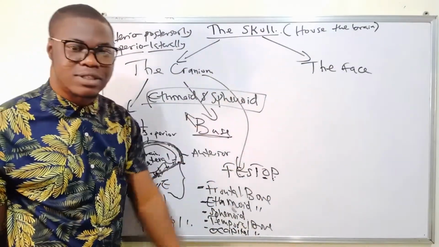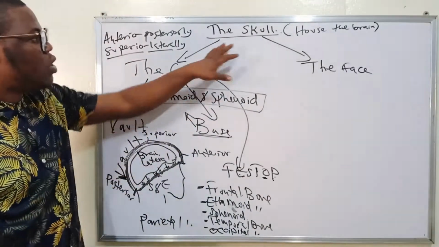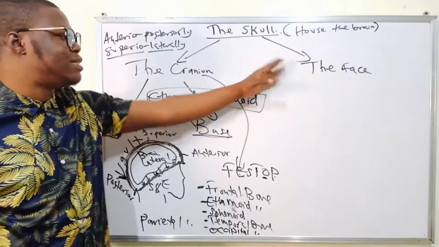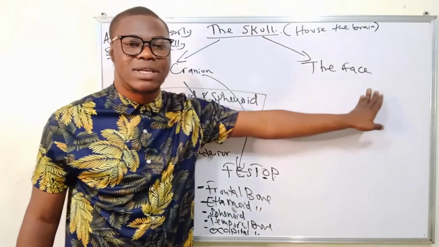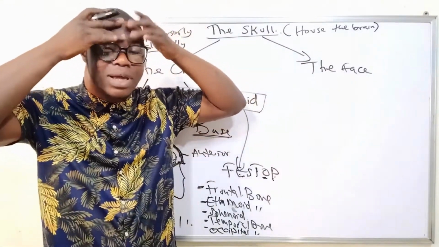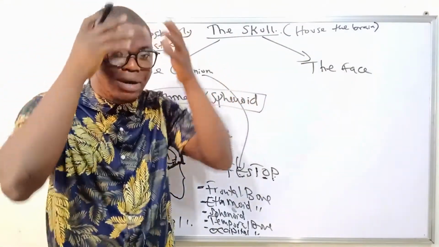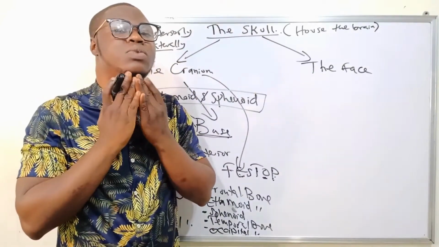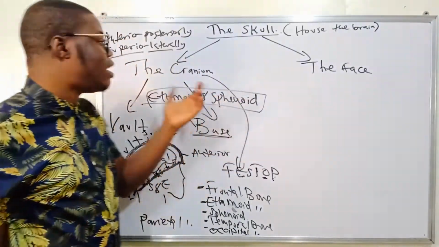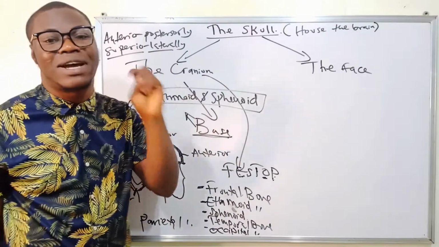So what about the face? Now, a quick recap for this. We said the skull is divided into two parts. The first one is the cranium, and the other one is the face. So we said the cranium is just right from here. Everything I'm touching right now is the cranium, and the face is what is left, from the bridge to the chin.